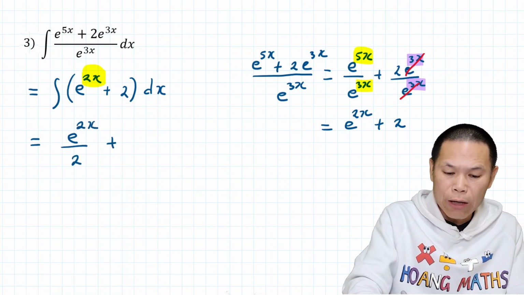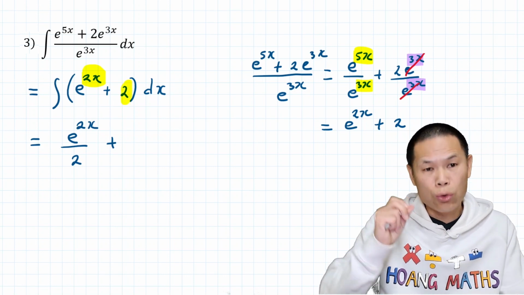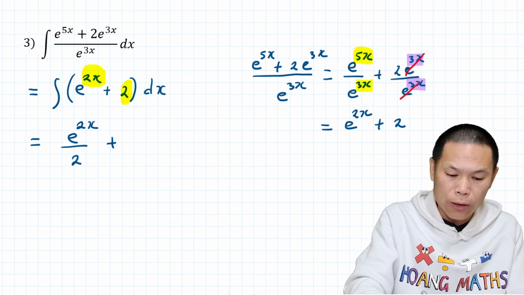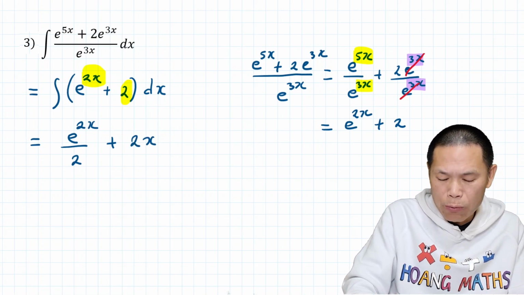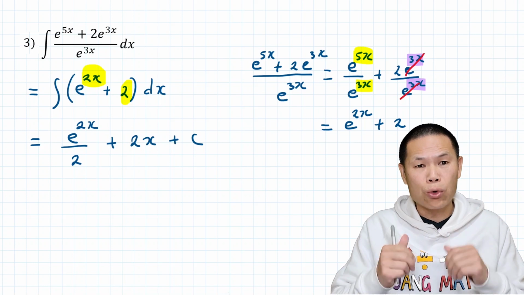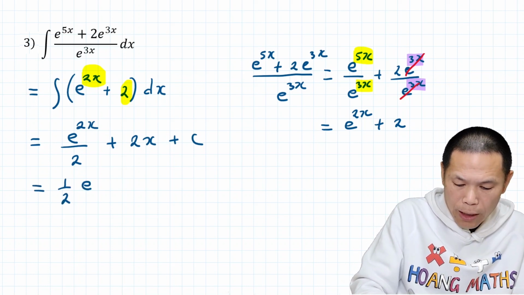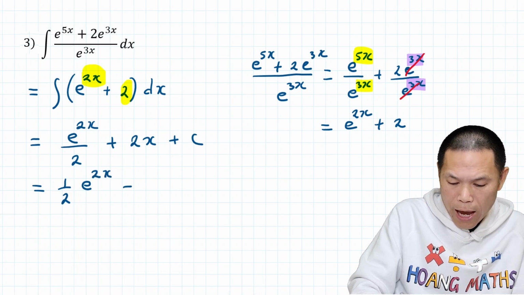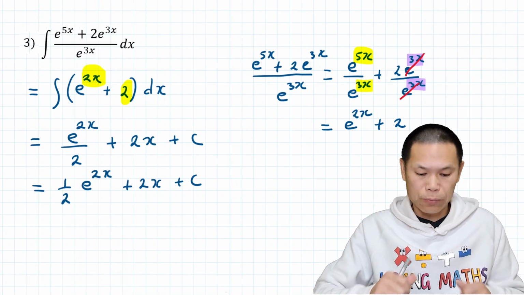And we add, now don't forget, this is just 2. So integrate 2 will give me 2x, okay, because it's a constant. So that is plus 2x. And we need to add a constant, that is c. But then we know that e to the 2x over 2, I can also write like this: a half e to the 2x, we add 2x add c. So there you go.